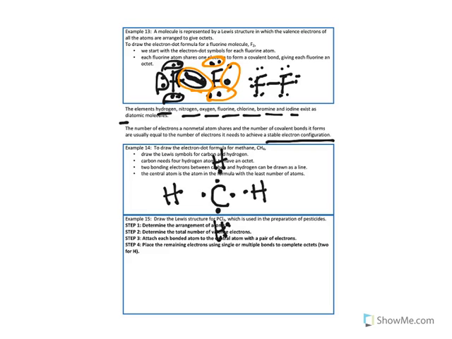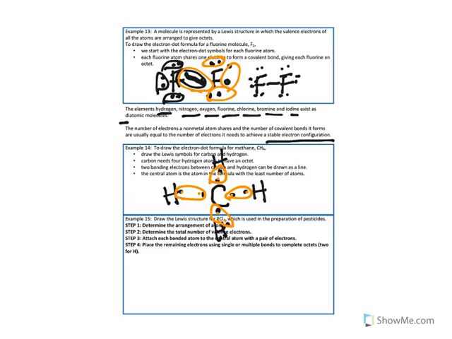We want everybody to have 8, except for hydrogen, of course, which only wants 2. In order for carbon to get 8, it only has 4. It needs someone to share 4 more electrons with it. So if each hydrogen shares its 1 with the carbon, carbon will then have 1, 2, 3, 4, 5, 6, 7, 8.